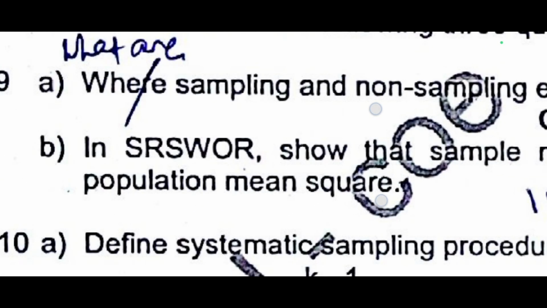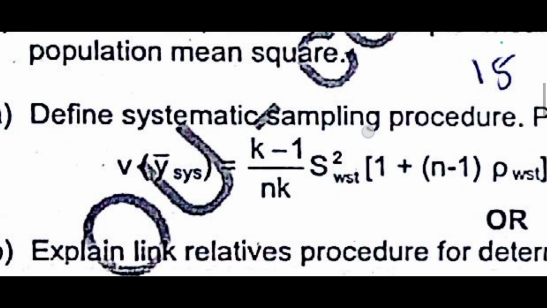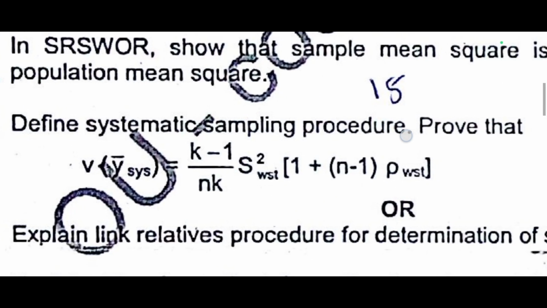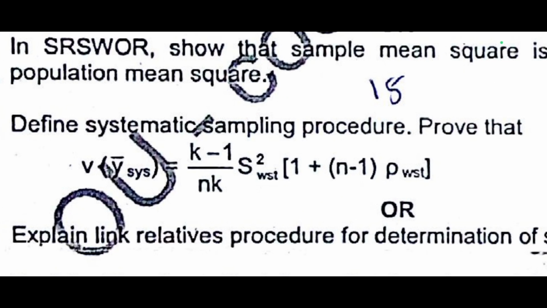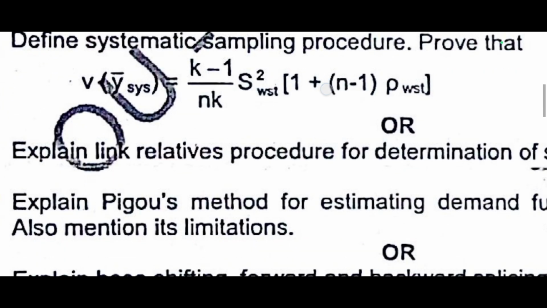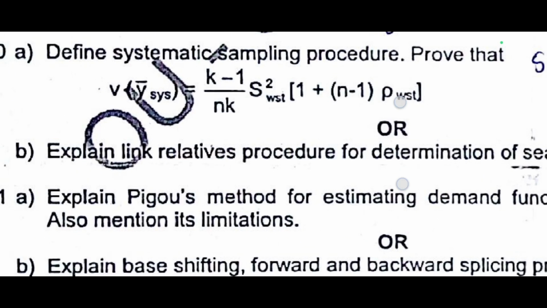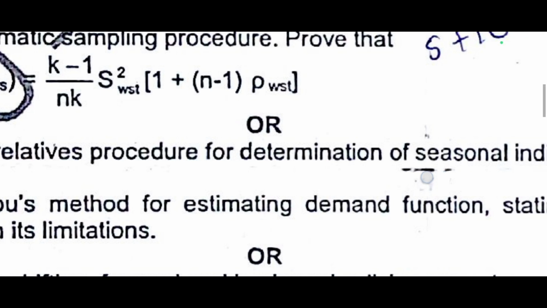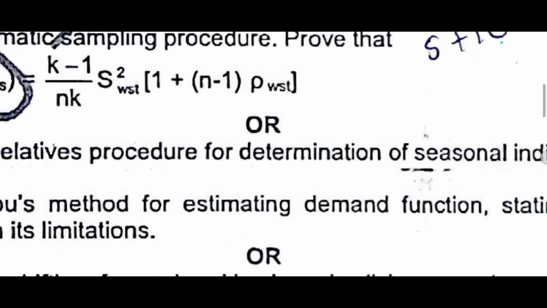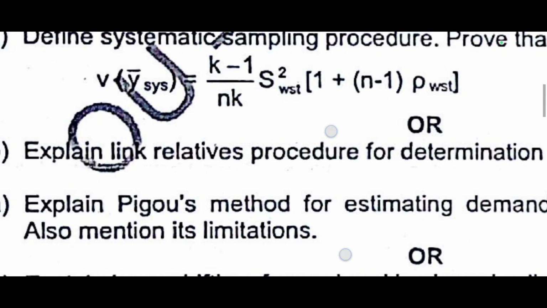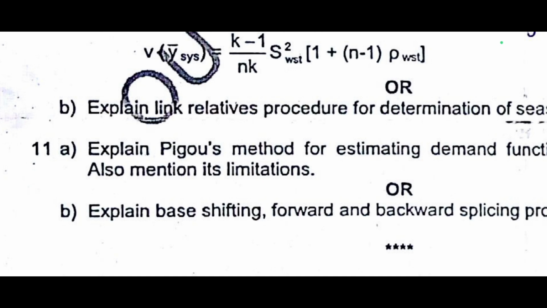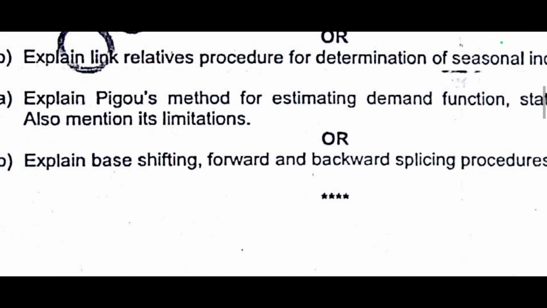Similarly, define systematic sampling procedure and prove that this formula. Next, explain link relative procedure for determination of the seasonal indices. Very important question. In time series also we have some more calculations.